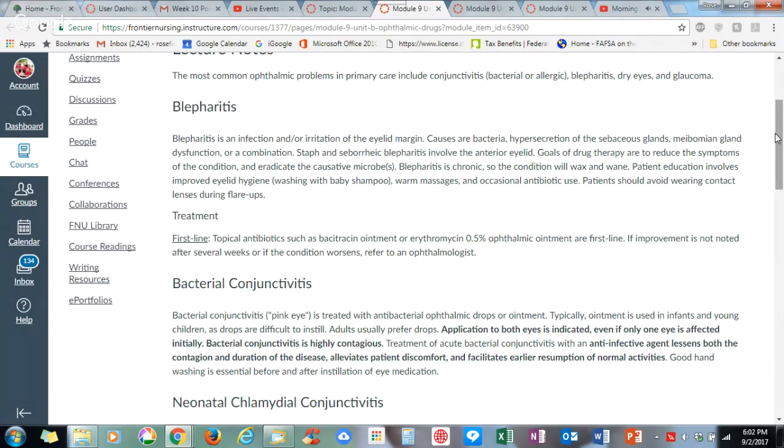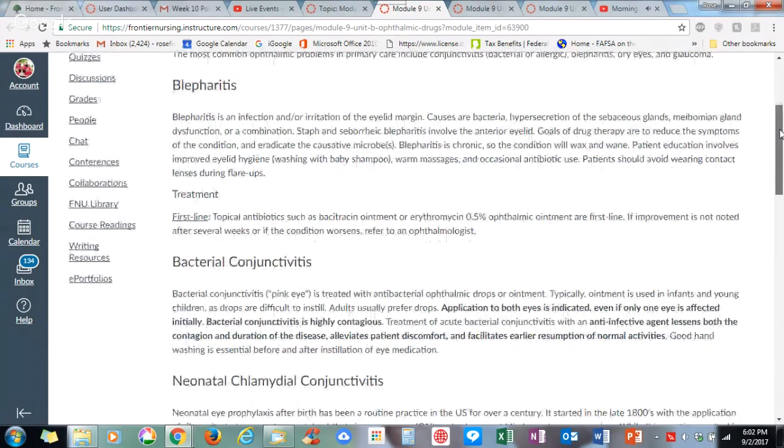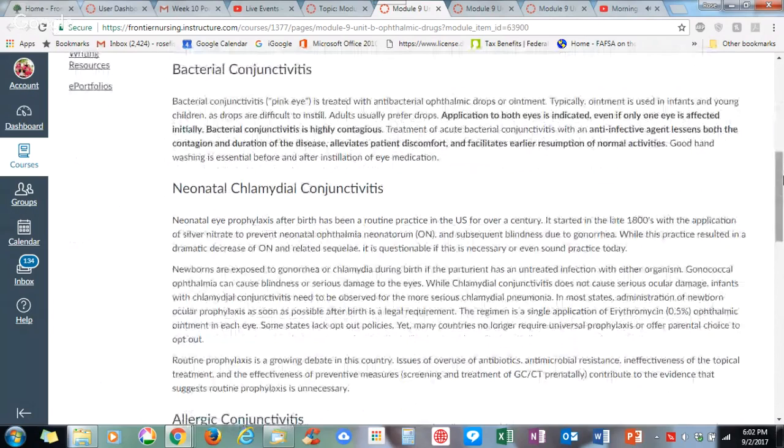Treatment: topical antibiotics such as bacitracin ointment or erythromycin 0.5% ophthalmic ointment are first line. If improvement is not noted after several weeks or if the condition worsens, refer to an ophthalmologist. Bacterial conjunctivitis or pink eye is treated with antibacterial ophthalmic drops or ointment. Typically, ointment is used in infants and young children as drops are difficult to instill. Adults usually prefer drops. Application to both eyes is indicated, even if only one eye is affected initially.